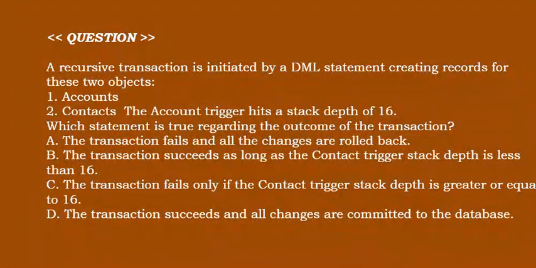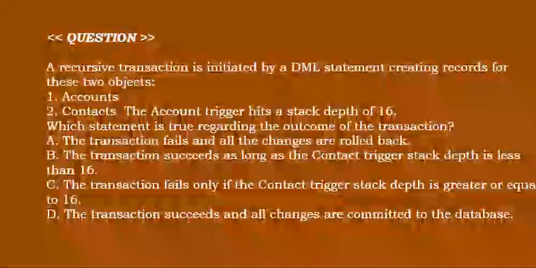Option A. The transaction fails and all the changes are rolled back. Option B. The transaction succeeds as long as the contact trigger stack depth is less than 16. Option C. The transaction fails only if the contact trigger stack depth is greater or equal to 16. Option D. The transaction succeeds and all changes are committed to the database. Correct answer is option D.